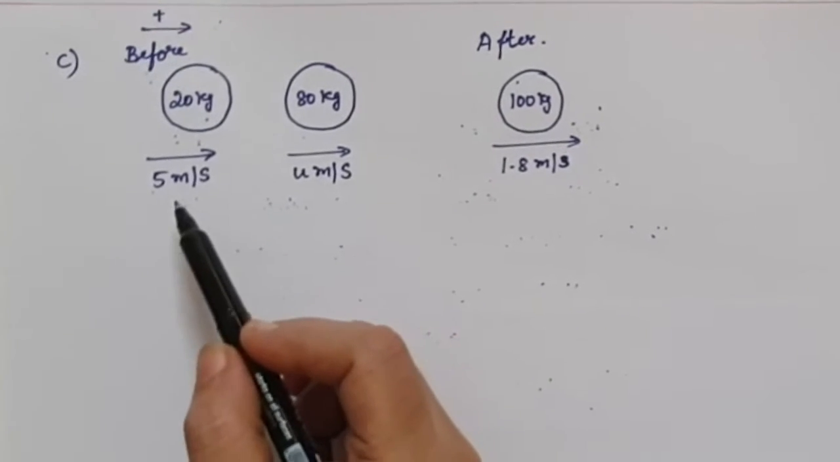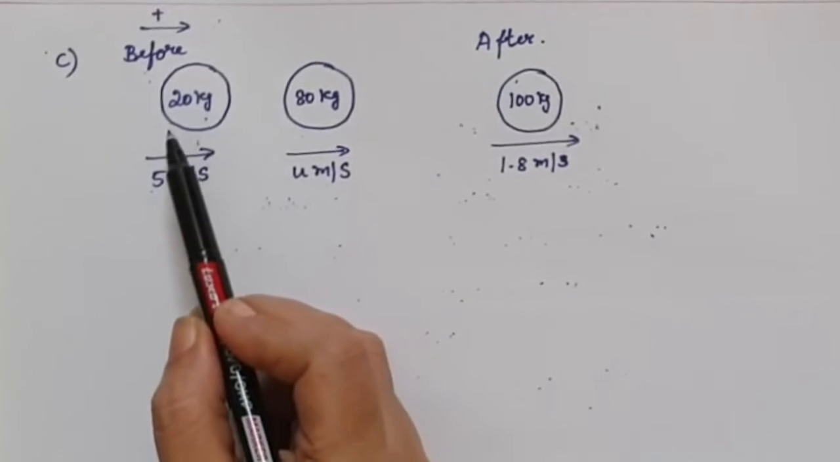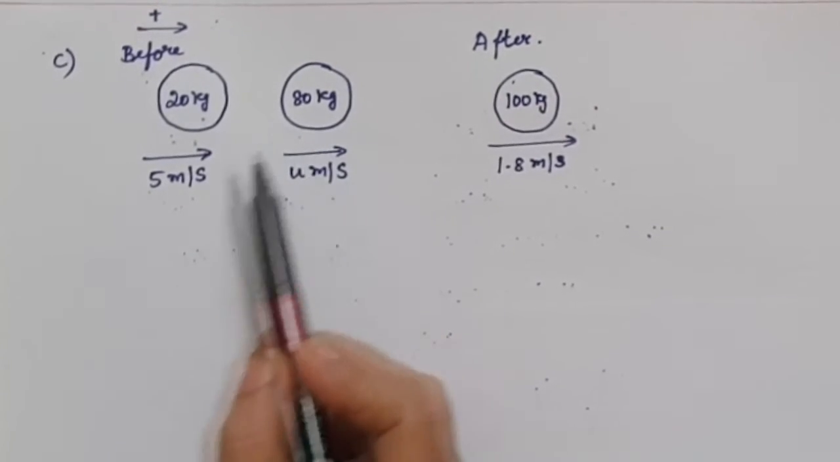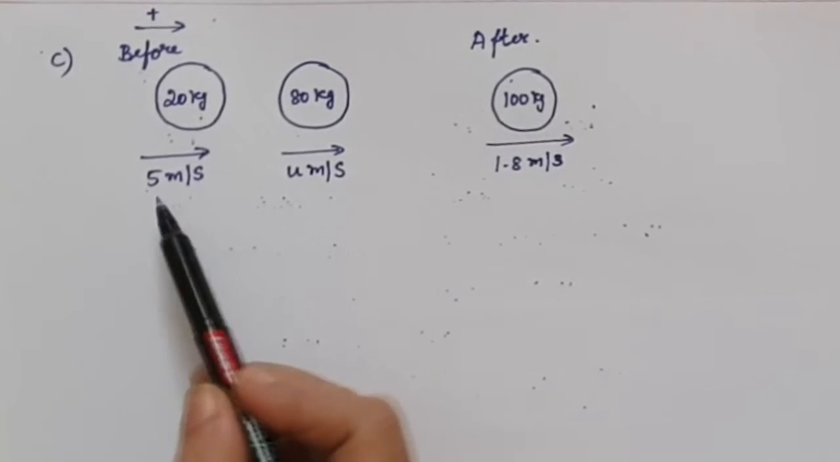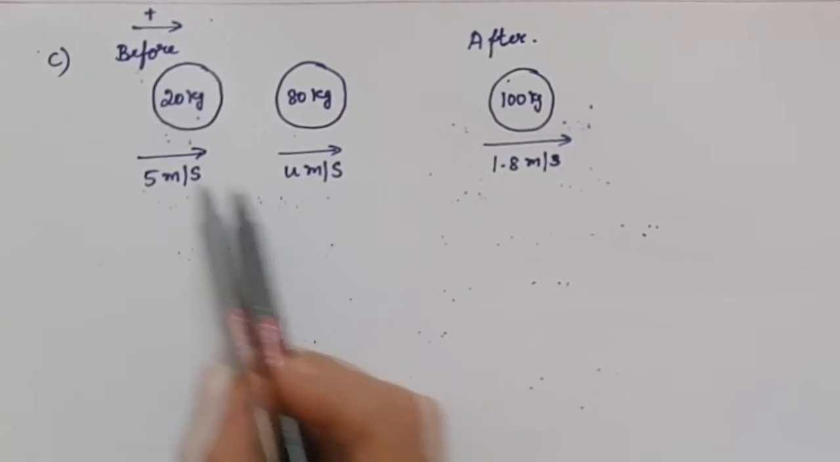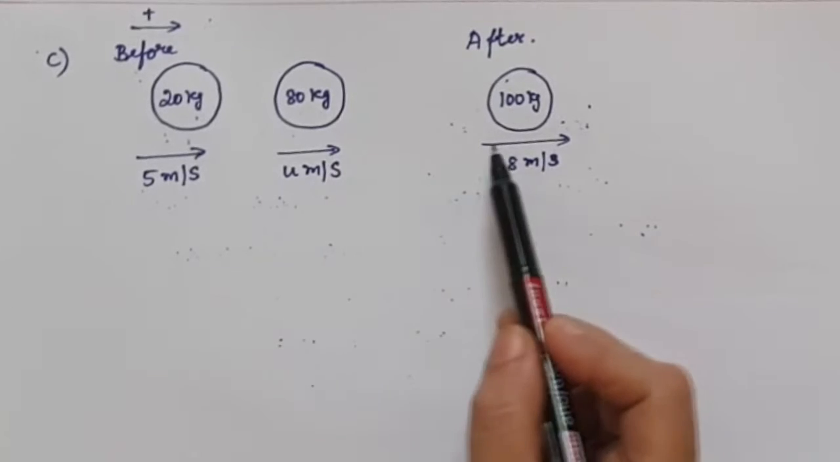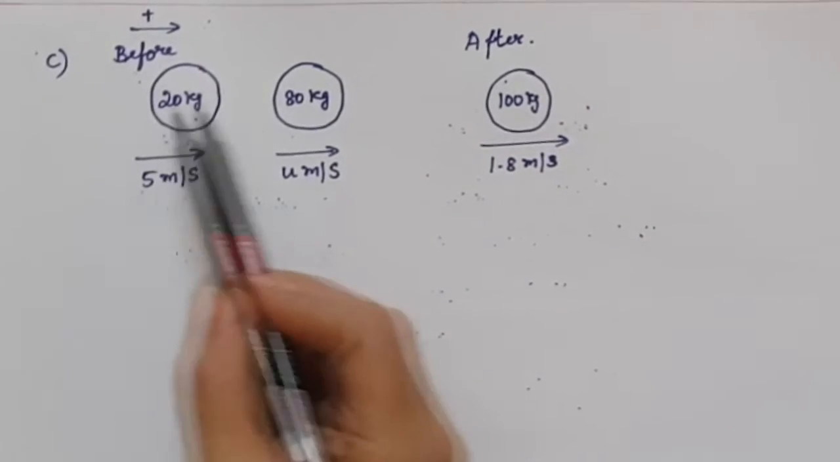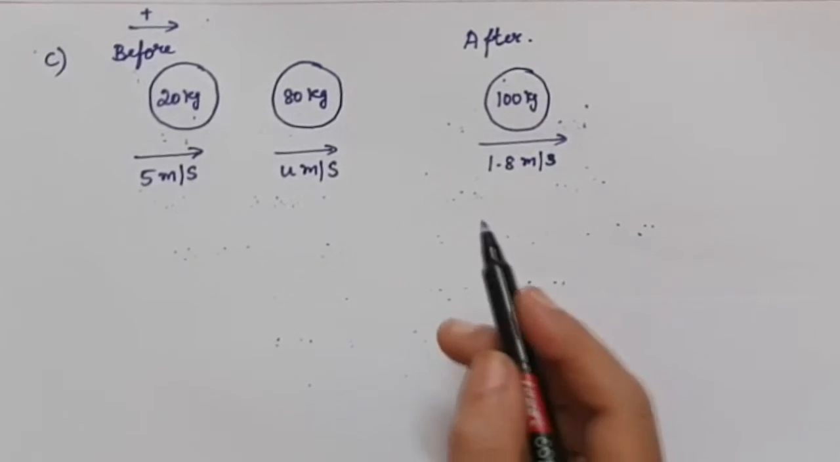This C part is of coalescing bodies. Now here, the first particle is of 20 kg and the second is 80 kg and they're moving at a speed of 5 meters per second and u meters per second. After the impact, they both travel with the speed of 1.8 meters per second. So the total mass is 100 kg.